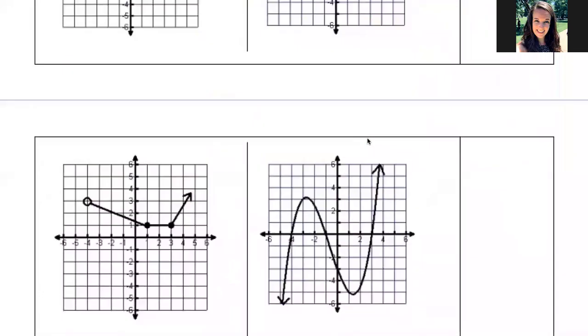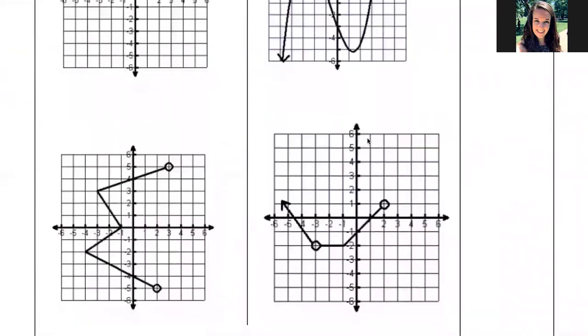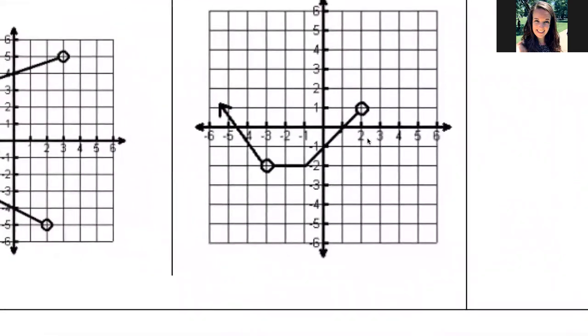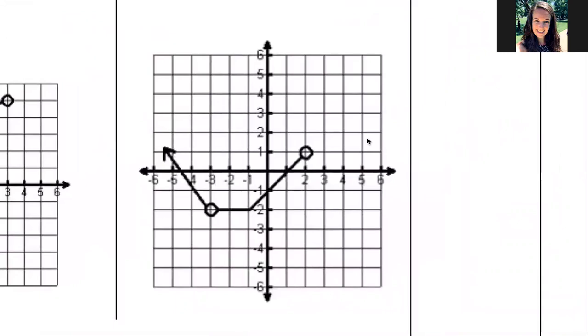And then finally, let's do one that's kind of funky, like this one. For my domain, I'm thinking about the leftmost side. So this is going out to the left forever, so it's starting at -infinity. And then it comes in, and right here at -3, there's a hole. So I'm going to say, okay, there's a hole at -3, so it stops at -3, and then it picks up again.